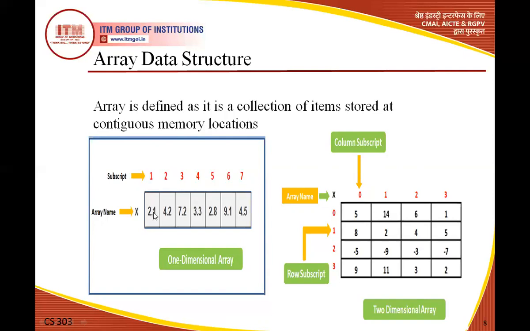Like 2.1 is stored at the location of 1, then the next element is stored at location 2, and the next element is stored at location 3. So all the elements are stored in contiguous memory locations. This is called contiguous memory location. In an array, X is the array name, the name for all the elements. So this is the array data structure.